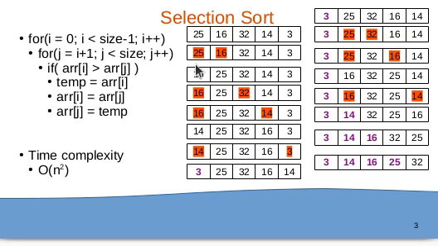This satisfies the condition, that is, array of i is greater than array of j, or array of j is less than array of i. That means array of i is greater than array of j. So we have to swap: temp equal to array of i, array of i equal to array of j, array of j equal to temp. So this is the swapping method. In this way we have to swap it.